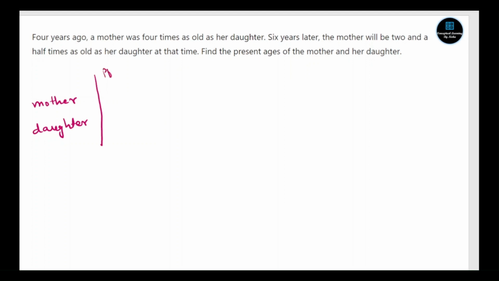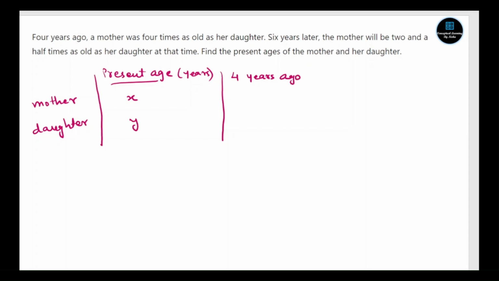So present age, so let the present age of mother be x years. Okay, these are in terms of years and this is in y. Now they are saying 4 years ago. So 4 years ago.